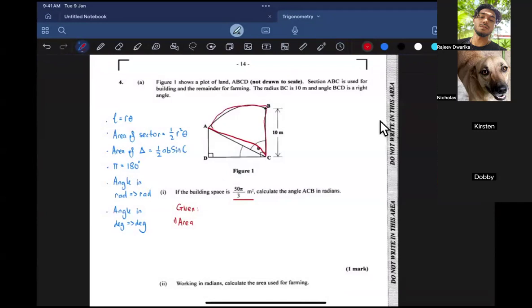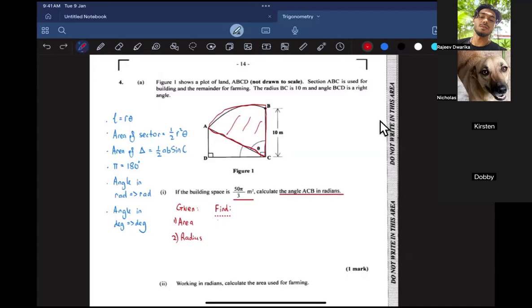A, B, C is an example of a what? Starts with S. A sector. So a sector has two radii, right? So we have the area of the sector. What else do we have? The radius of BC is 10 meters. Right, so they give us the area, they give us the radius. Now, what formula do you know has area, radius, and what we're trying to find? What we're trying to find? The angle ABC in radians.